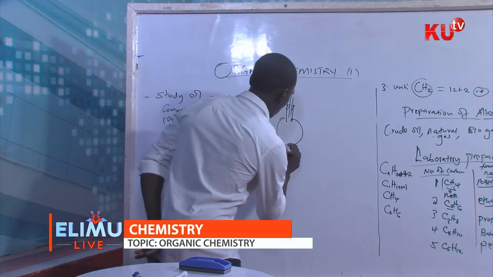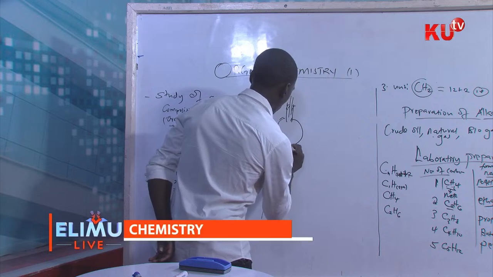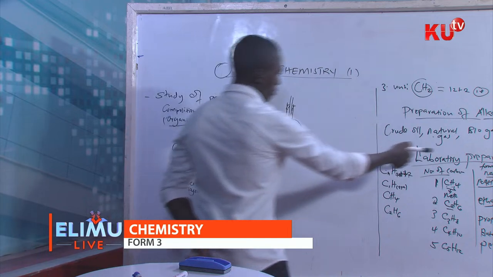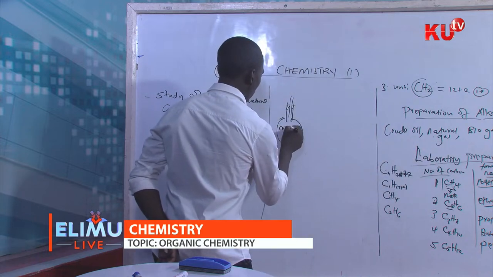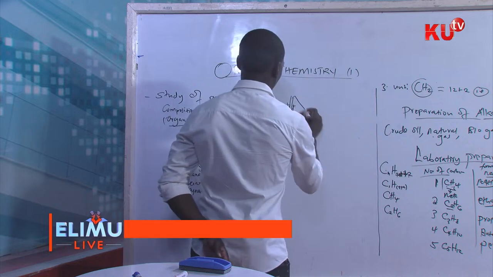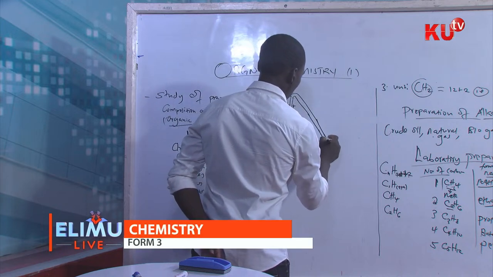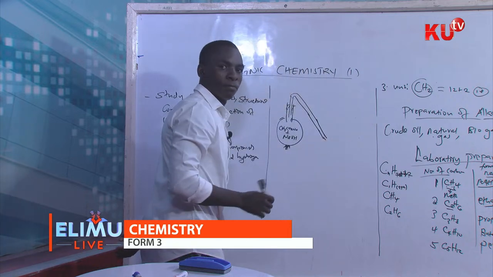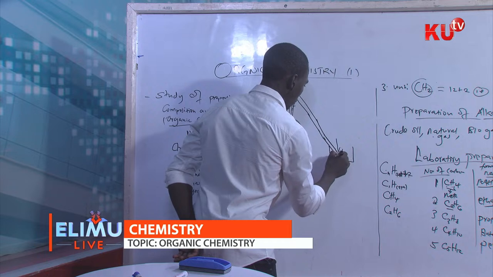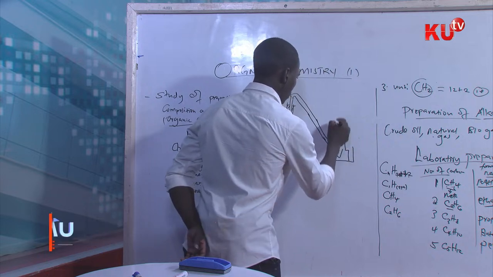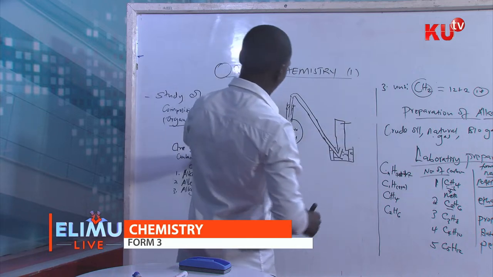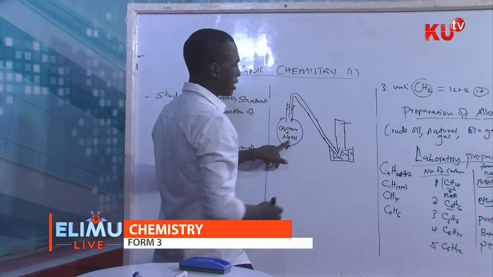So, here in a volumetric flask, we shall have sodium ethanoate, which is formulated there. We shall have sodium ethanoate here, reacting with sodium hydroxide to give us methane and sodium carbonate. So we are reacting sodium ethanoate with sodium hydroxide. It will give us methane gas.